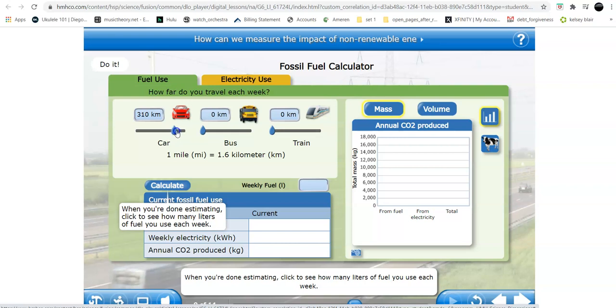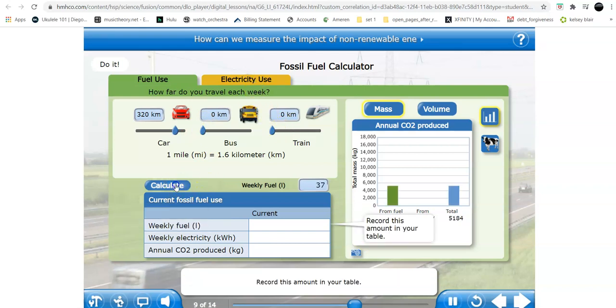I have 320 down as my kilometer total. I had a calculator to help me get that. I do not ride the bus and I do not ride the train. Record this amount in your table. What amount? Weekly fuel. 320? Oh, weekly fuel is 37. Okay. 37 what? Oh, 37 liters.